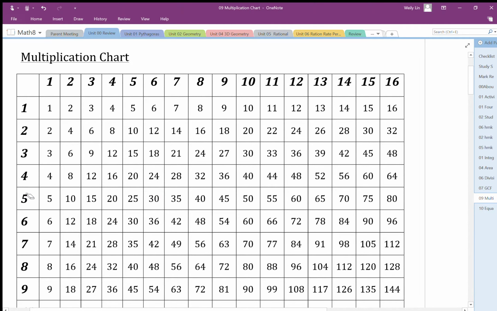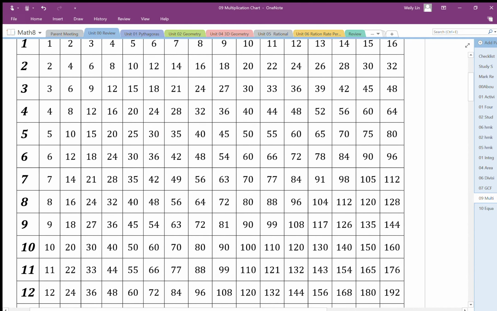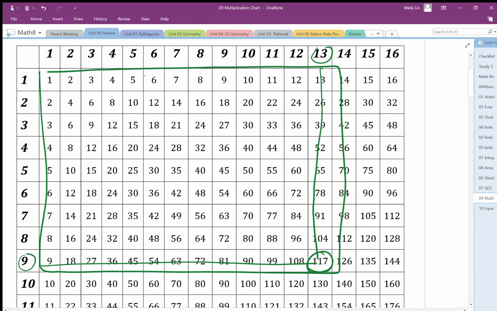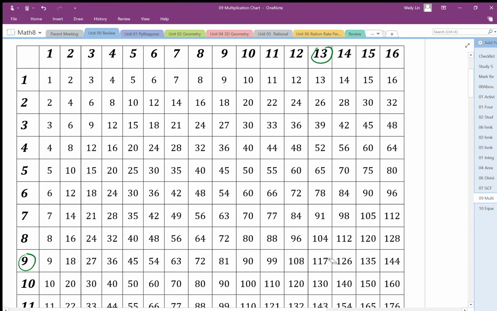We can do another multiplication. We can do 9 multiplied by 13. So 9 times 13 gives us 117. And again, the nice thing is we draw a rectangle around here. Okay, we end up with this area, and you can count them, there's 117 squares in this rectangle here. Okay, so this is how this multiplication chart works.